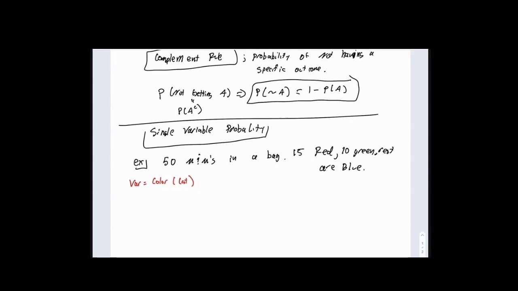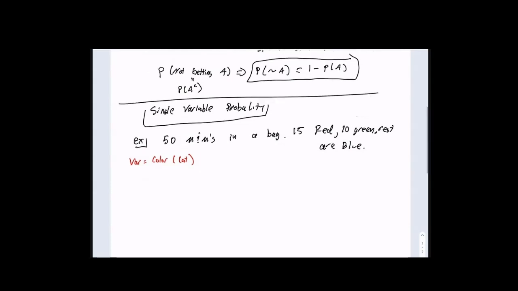Now notice I didn't tell you how many blue there were, but you can figure out how many blue there actually are. How many blue are there? 25, thank you. There's 15 red, 10 green, that's 25, so the other 25 have to be blue.